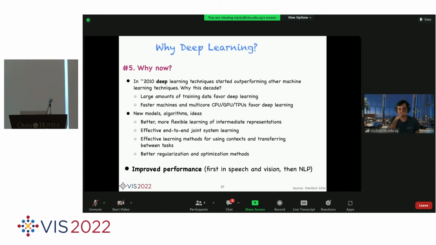On the modeling side, we now have better, more flexible learning of intermediate representations like transformers, which we are going to see. We also have effective end-to-end joint system learning, like multitask learning that can share from one task to another. And we have effective learning methods for using context and transfer between tasks, and also better regularization and optimization methods. These are all recent advancements that make deep learning a quite successful method in different tasks, starting in speech and vision, and now all over NLP as well.